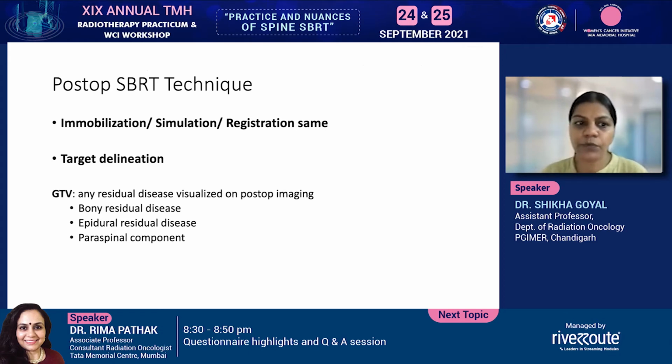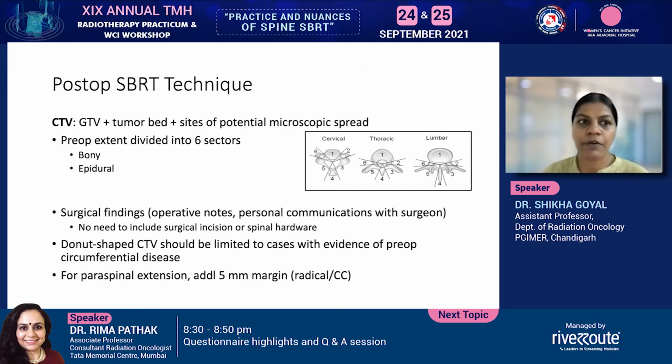Our GTV here would include any residual disease seen on post-op imaging. This could be a bony, epidural, or paraspinal component of residual disease. For CTV, we have to take into account this residual GTV as well as the tumor bed and sites of potential microscopic spread. Again, we divide the preoperative extent of disease into the same 6 spinal sectors, and we use these sectors both for bony as well as for epidural disease.